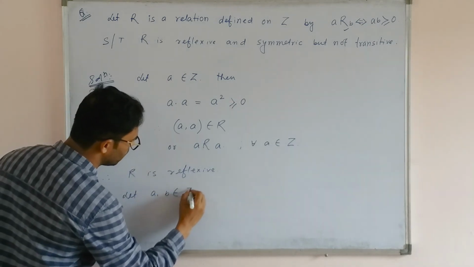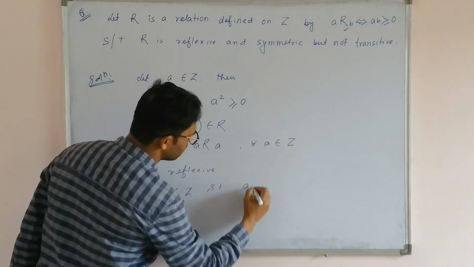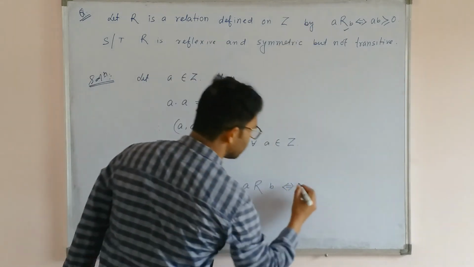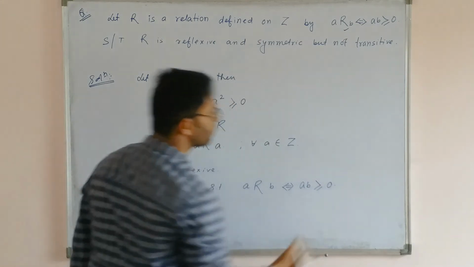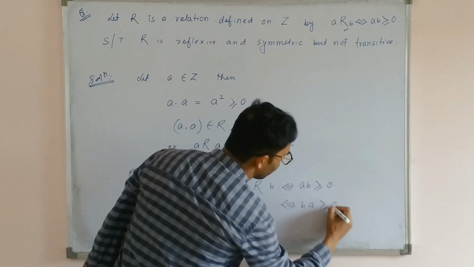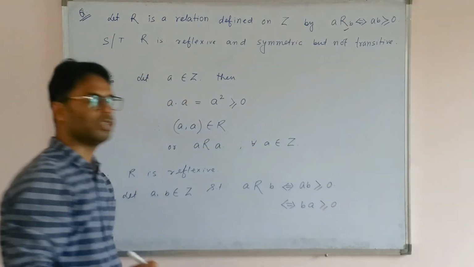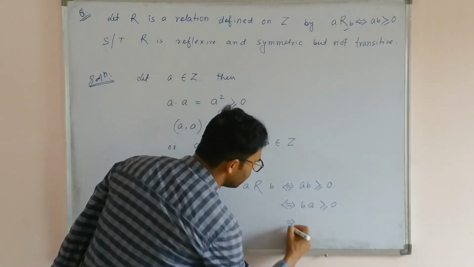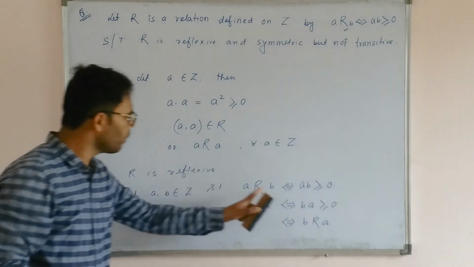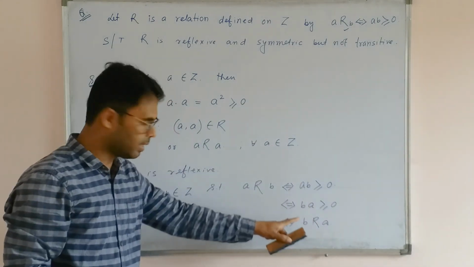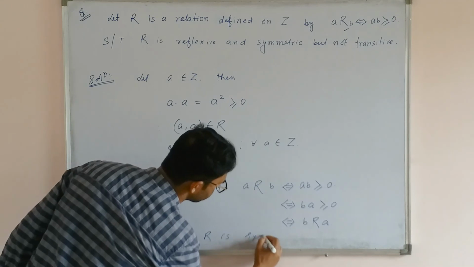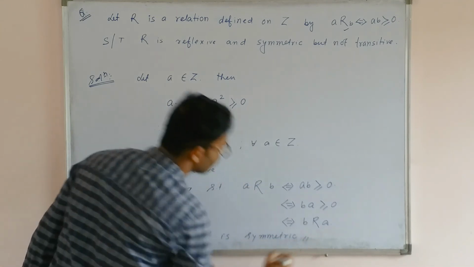Next, let's check symmetric. Take a, b belonging to the set of integers Z such that a is R related to b, which by definition implies the product ab is greater than or equal to 0. The product ab being greater than or equal to 0 means the product ba will also be greater than or equal to 0. From this line you can conclude that b is R related to a. So a R b implies b R a. Therefore R is symmetric. The second part is completed.